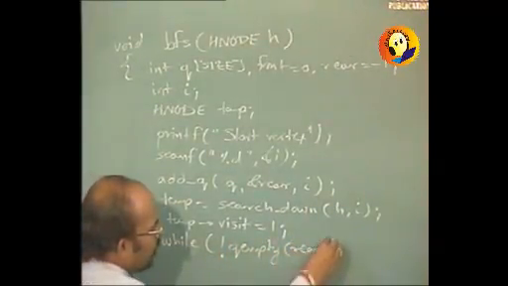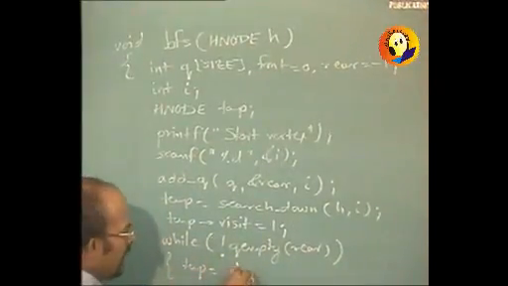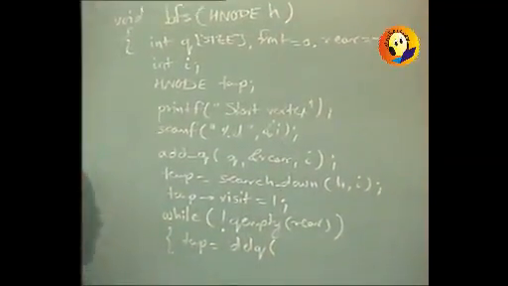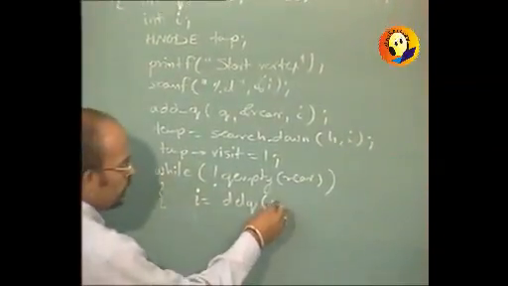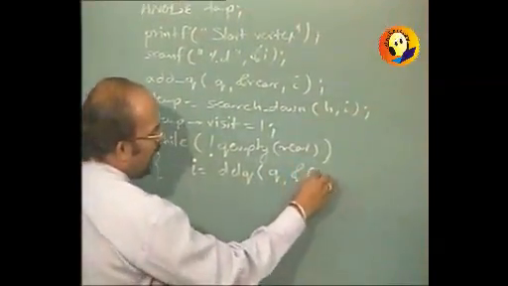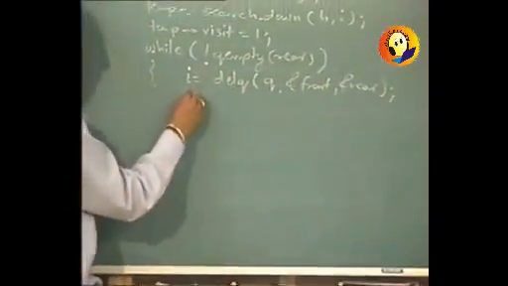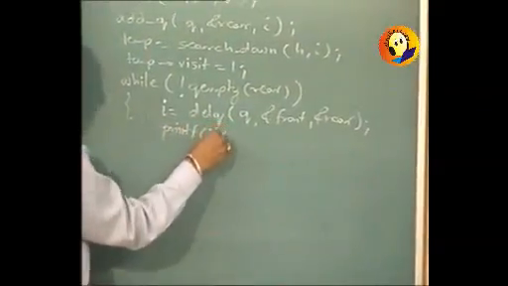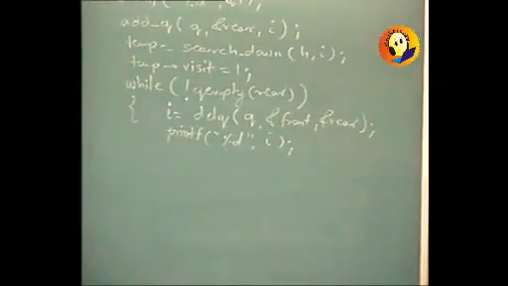into bracket rear, I will start with saying temp equal to del q. I equal to del q, because del q will return an integer. I equal to del q, q comma and front comma and rear. I will have to print it. Once I print that vertex, then what do I do? I will have to travel its next list.